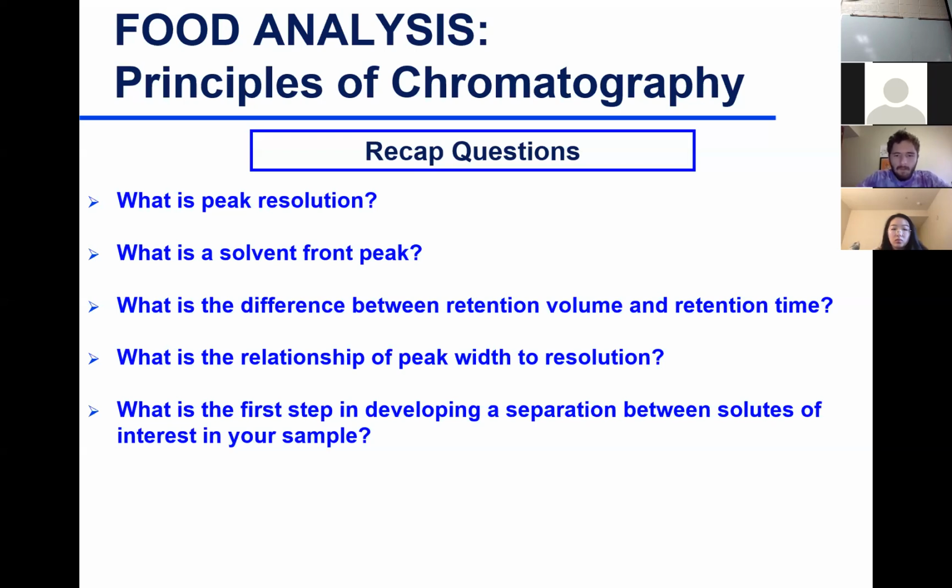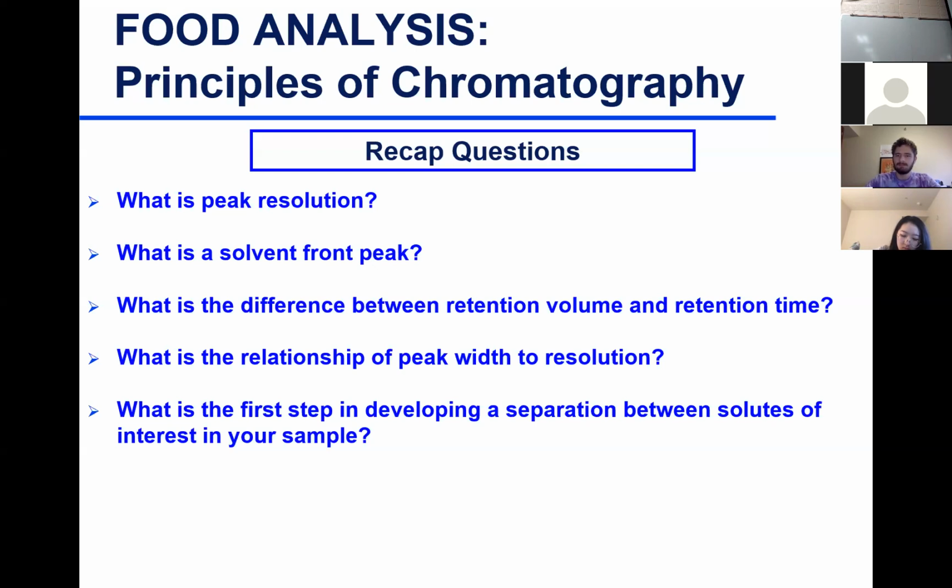What is the first step in developing a separation between solutes of interest in your sample? What do you want to do first? Very simple. First thing, you have certain components. Yes, Dave. Yes, just look up literature, exactly. Those of you answering online too, look up literature to see what's out there. Somebody must have done this before. It doesn't work 100% each time. Even if a method is published, sometimes you just have to tweak it based on what you have in the lab. But somebody must have tackled it in the past.